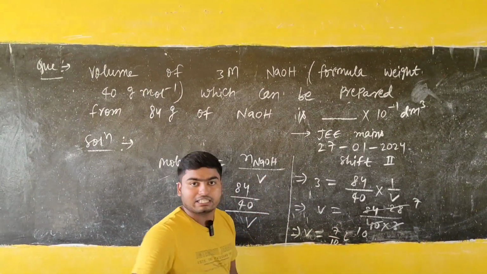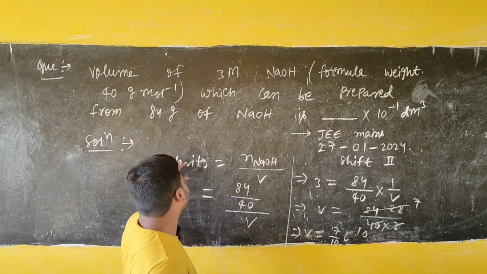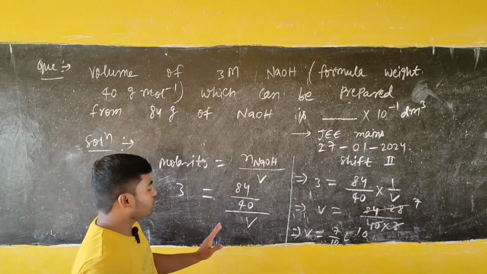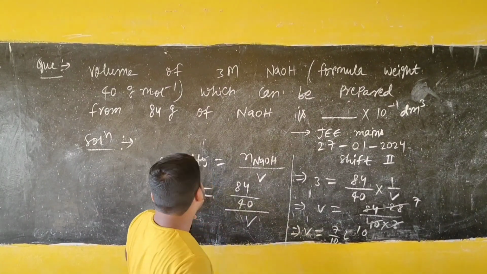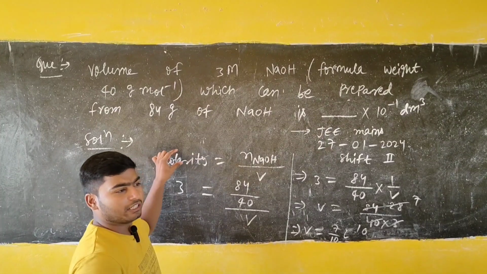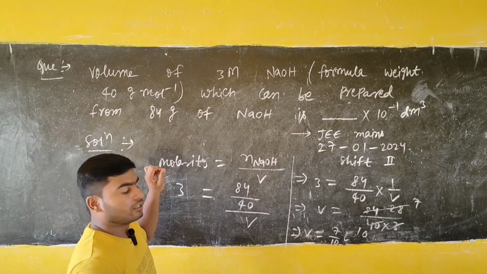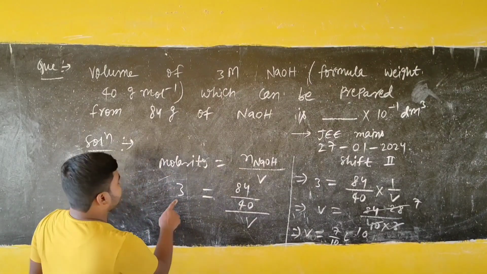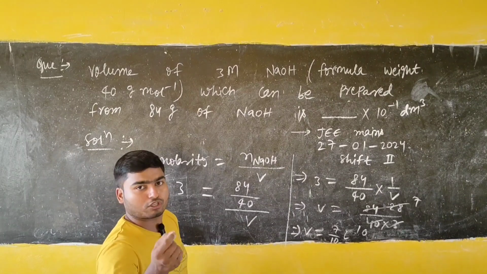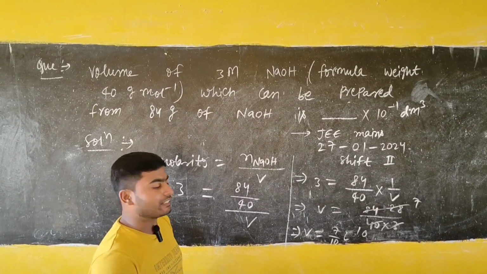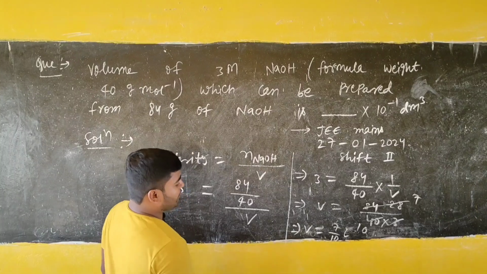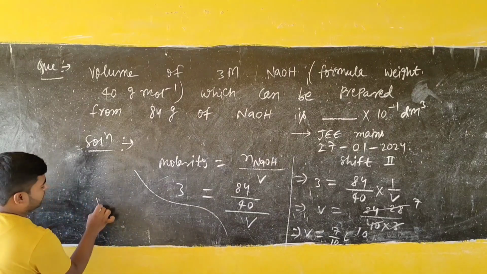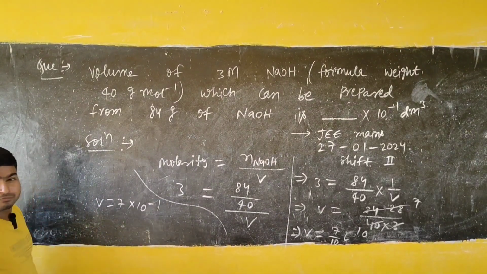This volume you will get in liters, because we have taken molarity as 3 molar, and moles also. Molarity is moles per liter, because it is moles of solute by volume of solution. So 3 molar means 3 moles of solute in a volume of solution given in liters. That's why we are getting the volume in liters. So V equals 7 into 10 to the power minus 1 liters.